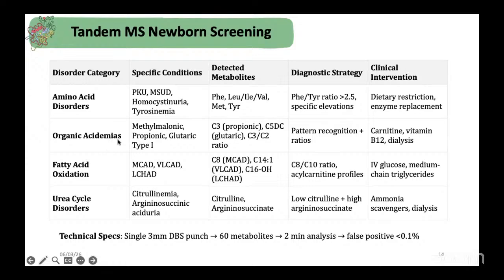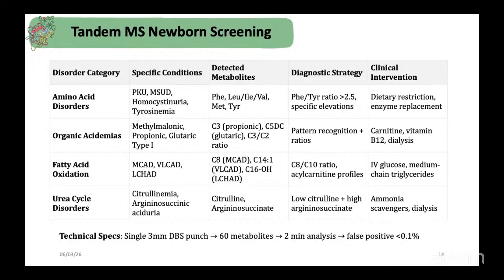Organic acidemias, such as methylmalonic, propionic, and glutaric type 1, play important roles here. Generally, propionic acid, glutaric acid, and their ratios, such as the C3 to C2 ratio, are drawn out by identifying their concentrations with the help of HPLC and mass spec, and the patterns or ratios are identified. Clinical interventions include carnitine, vitamins, and vitamin B12, and dialysis if required in these patients having organic acidemias.